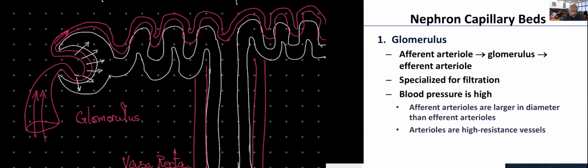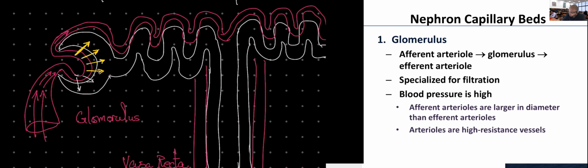Why? Because without having enough tissue perfusion, without having enough blood pressure coming in to the glomerulus, the kidney will not be performing the very first step of urine formation, which is the filtration. So in order for the filtration to take place, I need to have high pressure. What allows me to create this high pressure?